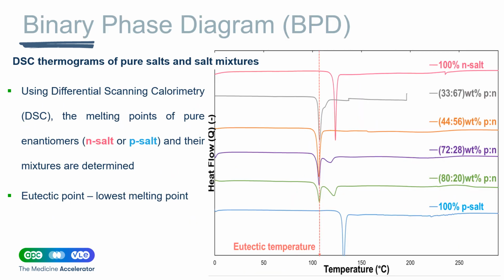In this study, DSC is used to analyze the melting behavior of the pure P-salt and N-salt and also their mixtures. The key properties measured are the melting temperatures of the pure P-salt and N-salt, and the lowest melting point observed in the system, indicating the composition at which both salts co-melt. By analyzing the DSC thermograms, we can distinguish different solid-state interactions in the system.